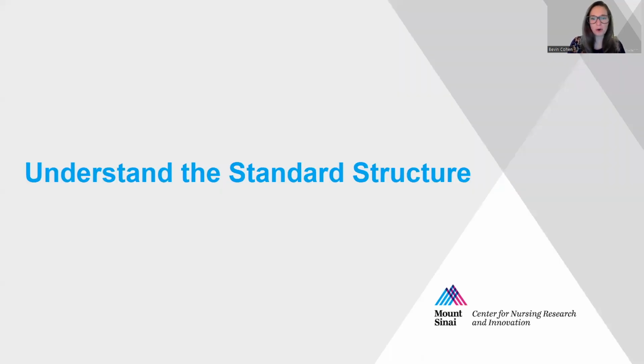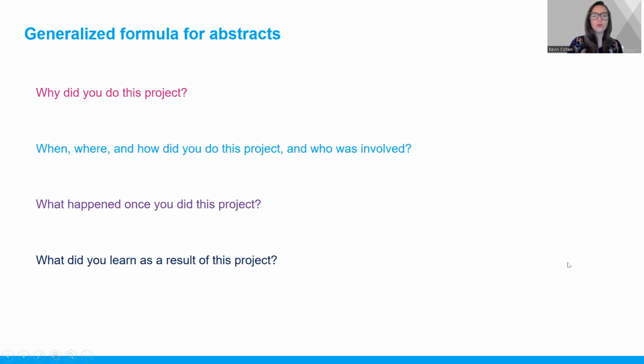The next thing to know about abstracts is that essentially they all follow a standard structure. So regardless of where you're submitting your abstract, you're going to find that you're going to be telling a story in these 4 steps. So the first step is telling your audience, why did you do this project in the first place? What was your motivation for conducting the project, and why do you feel it's important?